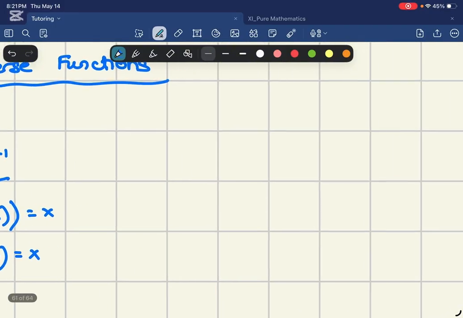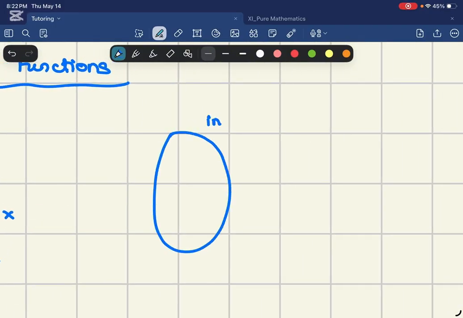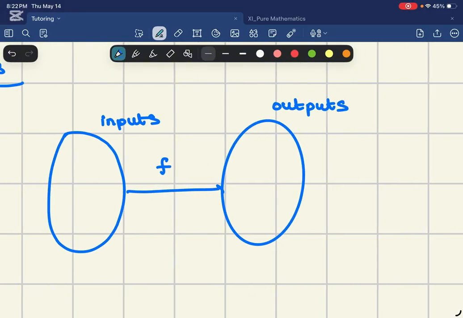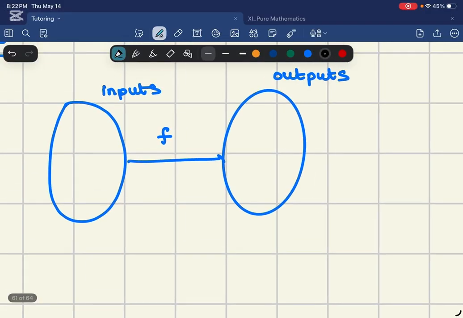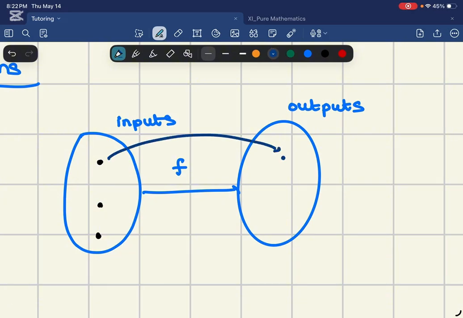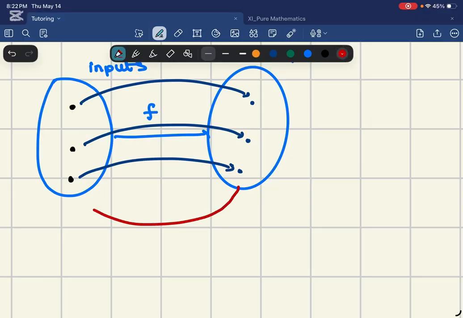So basically, the idea is that you have your set of inputs, and then your function f takes it and maps it to a set of outputs, right? So basically, you have your inputs, they are being mapped to some output. Your inverse function takes these outputs and it maps it back to your input. So basically, all your output values get mapped back to their corresponding input values.